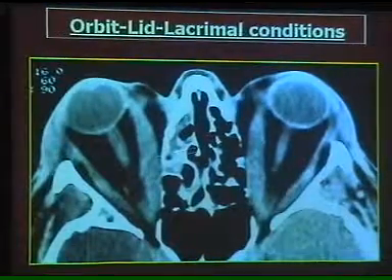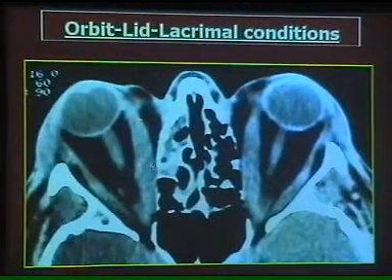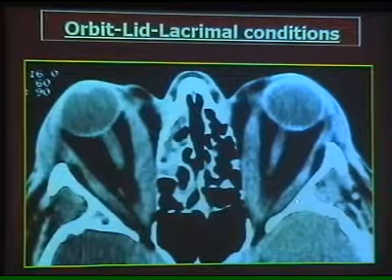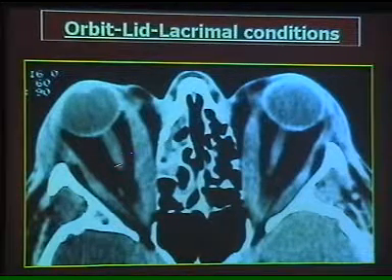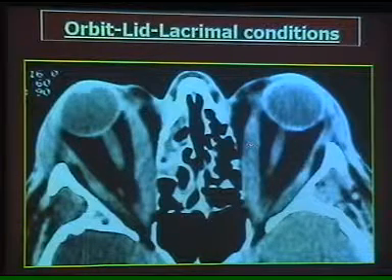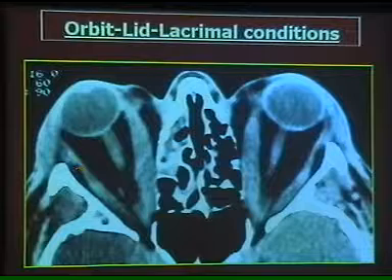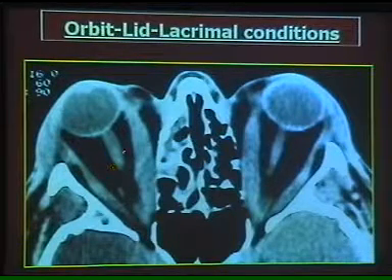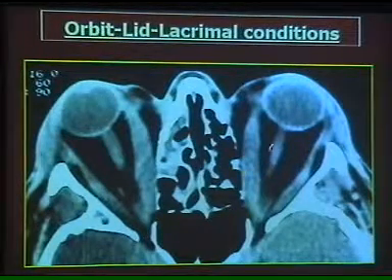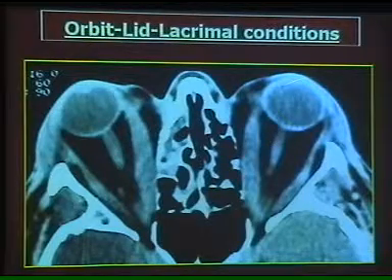Now, here there is a CT scan. You can see very thickened large muscles, both the lateral and the medial recti, but the medial rectus being more swollen as compared to the lateral rectus on this side as well as on the other side, and this is the optic nerve, this is the eyeball.